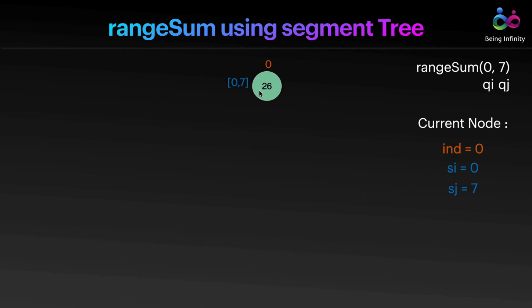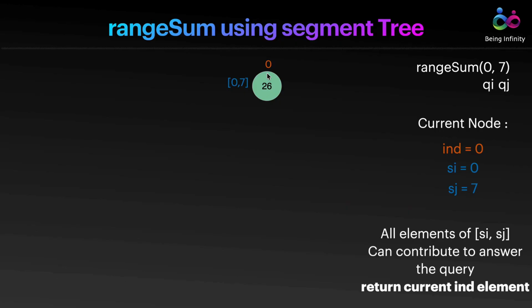Is that right? That means this is the case where all the elements of the current node can contribute to the answer of this query. 0 to 7, all nodes can contribute to the answer. That means this itself is the answer, right? So this is what we can return directly. This is what our answer is.